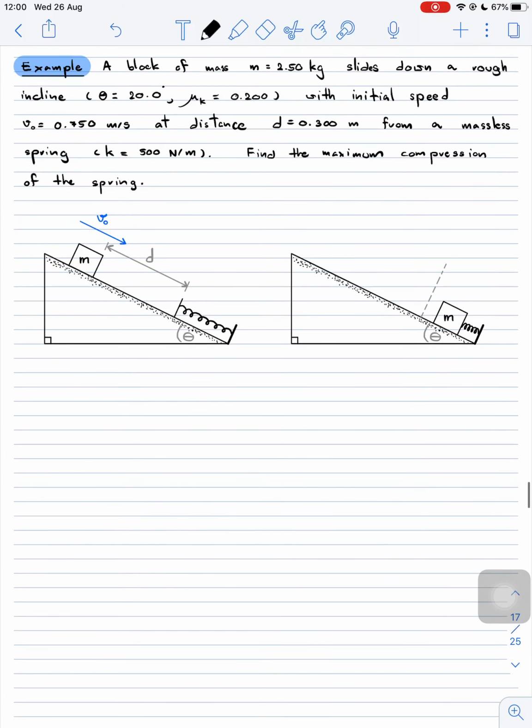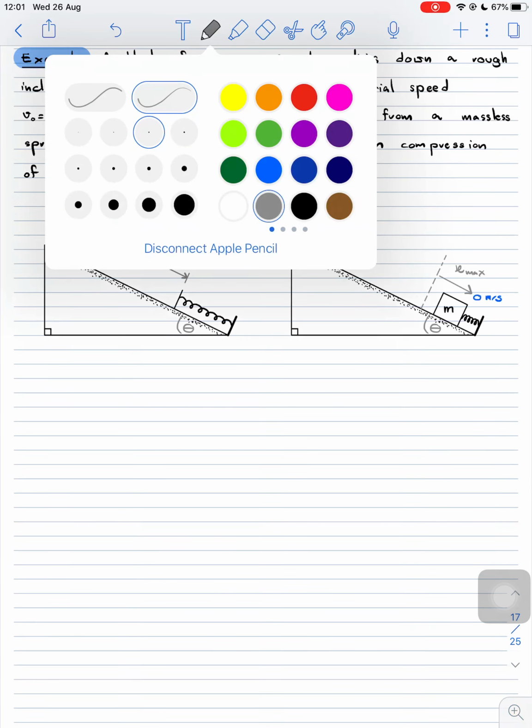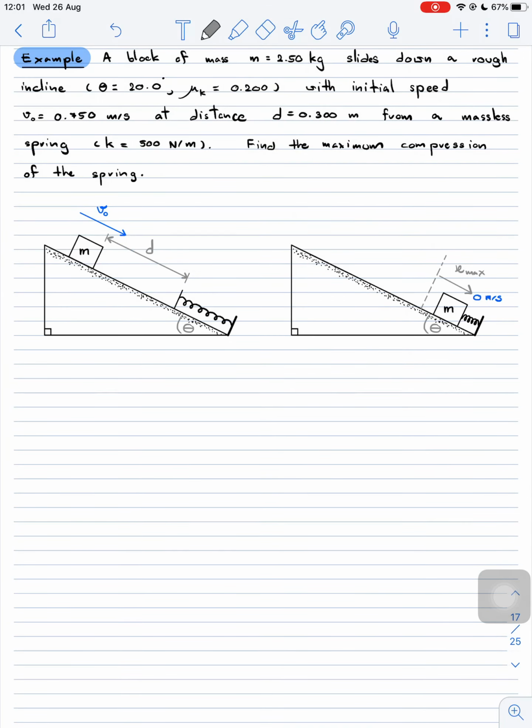Now you can see that at this position, the speed of the block is going to be equal to 0 meters per second, and here is the maximum compression of the spring. Then we just want to find this x max, the maximum compression of the spring. So how do we solve this? We need to define the initial and the final position first.